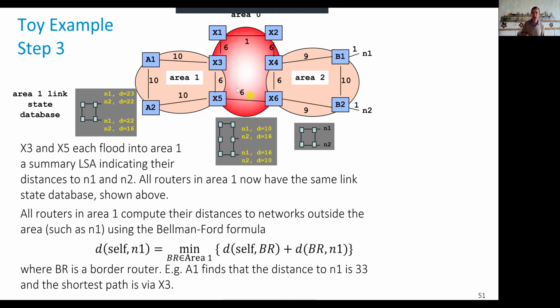So at this step in area 0, all routers in area 0 know how to go to N1 and N2 and have a distance. Then X3 and X5 will do the same now in area 1. In area 1, X3 and X5 have computed those two distances. So the same will occur again in area 1. Now, all routers in area 1 will run Dijkstra with this addition and then use this additional information using this formula, which I call the Bellman-Ford formula. And A1 will find that its distance to N1 is 33 and that the path goes via X3, for example. So it will now know how to go to N1.